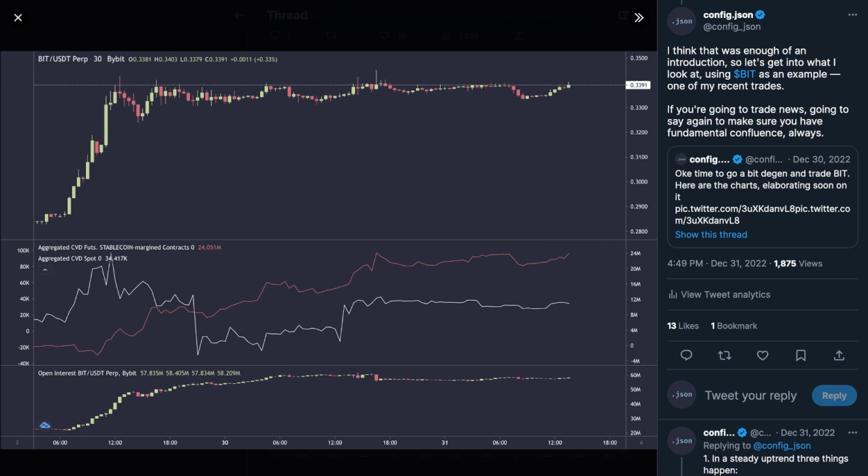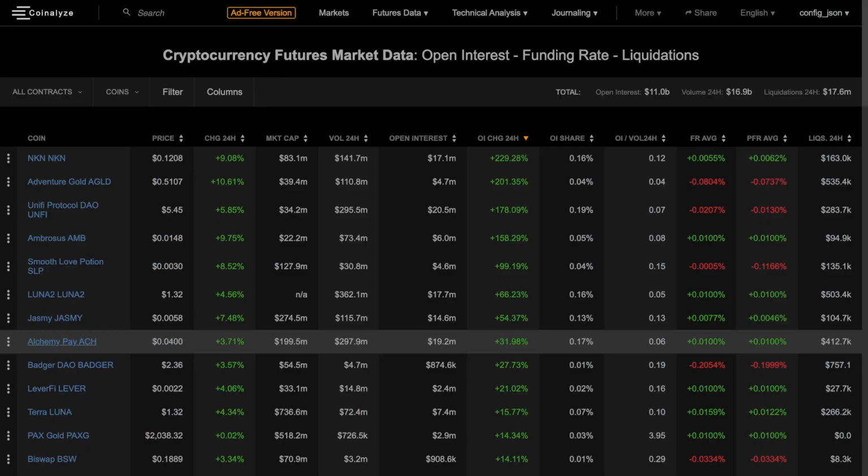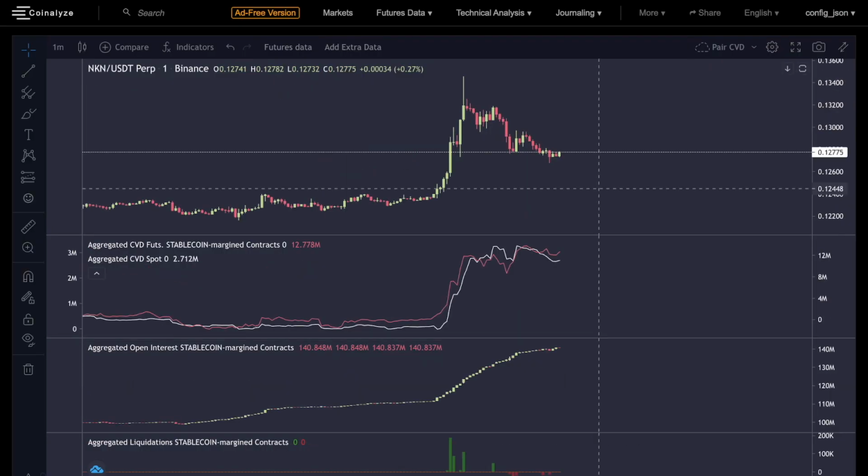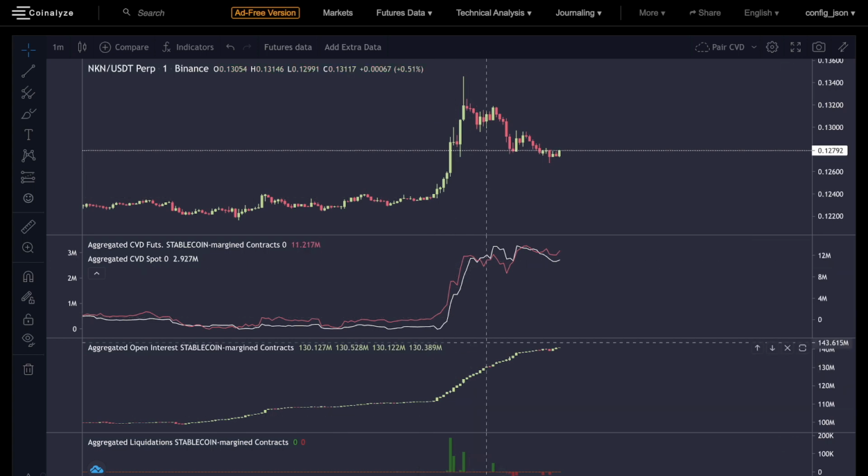Future CVD is going up as well, and so is spot CVD. Doesn't really matter for now. So you can see a better example here. OI is going up, and so is CVD, price, everything going up. Some shorts getting liquidated as well. But this is basically a steady uptrend.